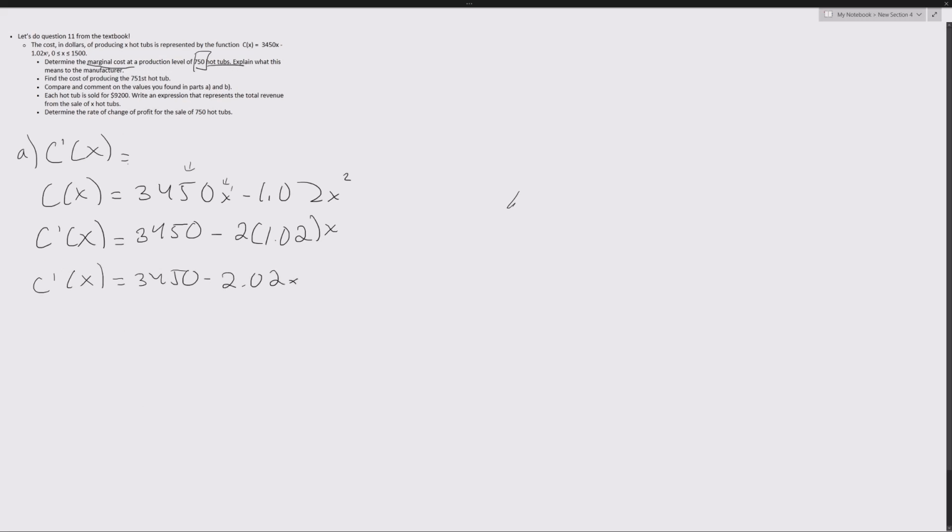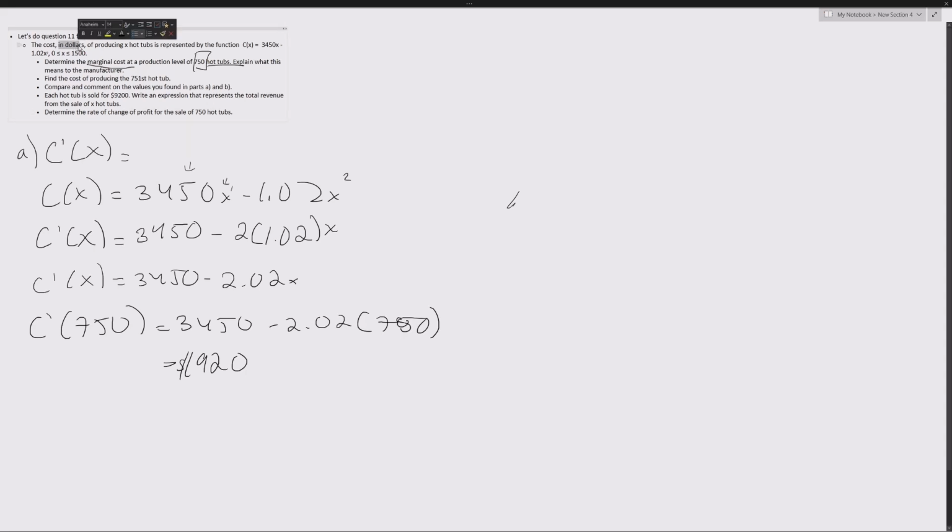Since we're searching for 750 hot tubs, we substitute that in for x, and we get our final answer, which in our case will be $1,920, right? Because this was given to us in dollars, as it says above. There you go. For part B, we're asked to find the cost of producing the 751st hot tub.